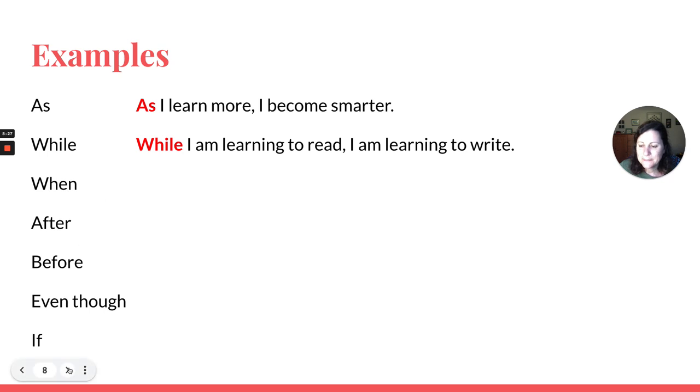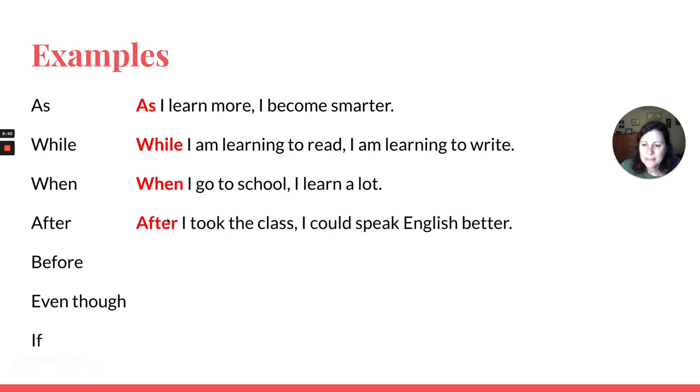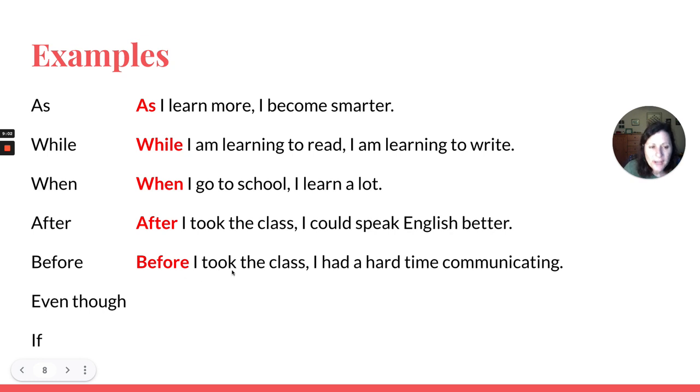Okay. When, this is another time subordinator. When I go to school, I learn a lot. That means that at that time, or in those conditions. After. After I took the class, so what happened after that? After I took the class, comma, I could speak English better. So this is the independent clause that finishes the thought, and it's explaining what happened after. Before. Before I took the class, so this is the opposite. Before, what happened? I had a hard time communicating.